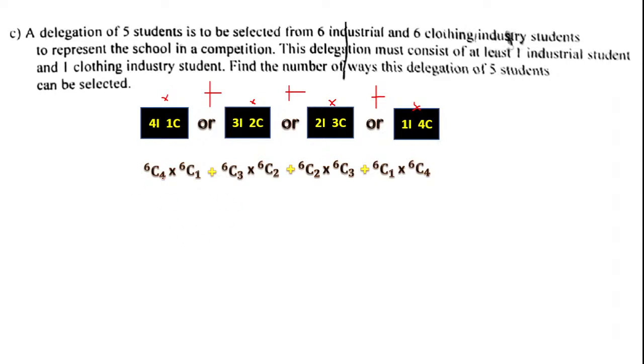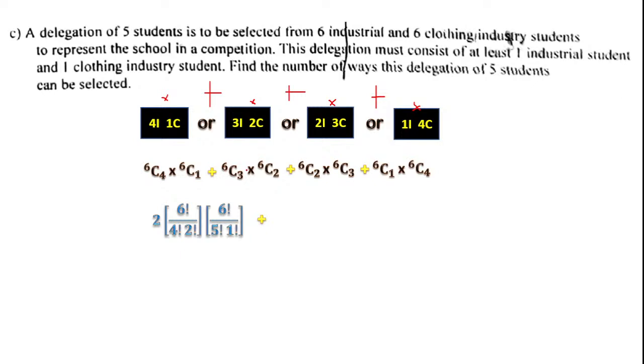So 6 combination 4, as you know, is given as 6 factorial on 4 factorial, 6 minus 4 is 2. So we have 6 factorial on 4 factorial 2 factorial, into 6 combination 1, which is 6 factorial on 1 factorial, 6 minus 1 is 5. Plus, I'll talk about this 2. Don't bother about it. I'll talk about why I've put 2 here.